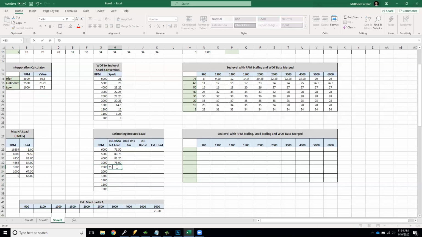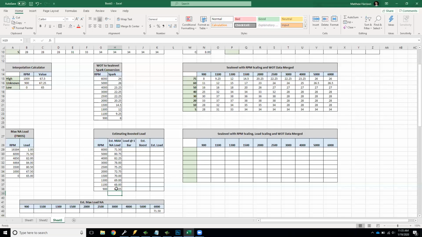So 75.25, 72.75, 70, 69, and 68. All right, and then the last one, we have to change these. So 1,000 here, 0 here, 65 here, and 67.5. And that needs to be 900. That gets us to 67.25.